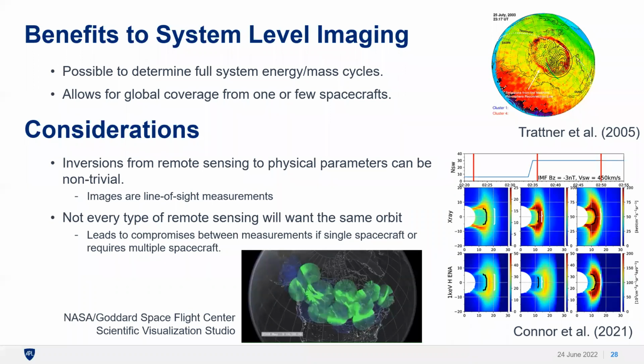And so in this, the consideration you have is that the conversions from remote sensing to physical parameters are non-trivial. It's not that easy to take these line of sight measurements, especially if you don't have all of the ancillary products you want, like what is the density everywhere, in order to then reconstruct what you have.